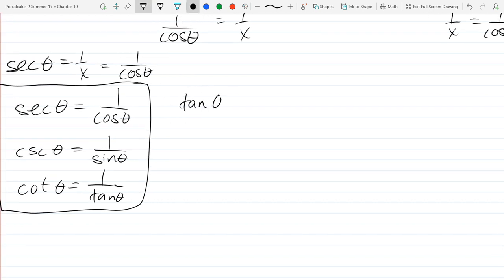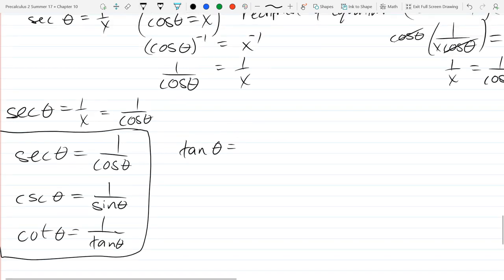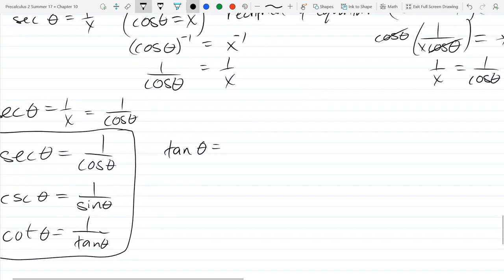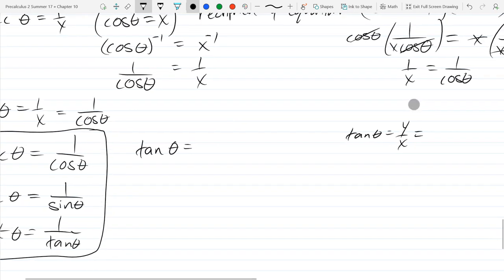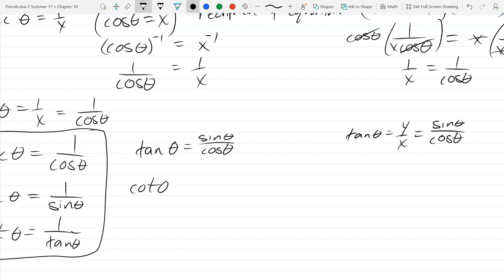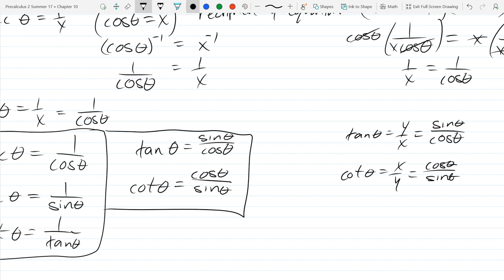We can also write tangent. So let me work this out over here. Tan theta is y over x, and we know y is sine theta, x is cos theta, so tangent is sine over cosine. Cotangent is similar, except it's x over y, which is cos theta over sine theta. So here are the last two reciprocal identities.